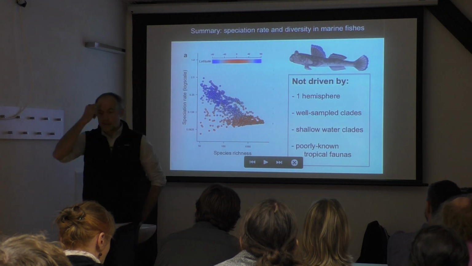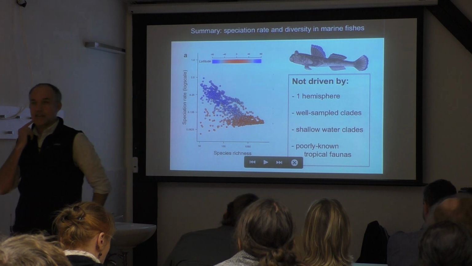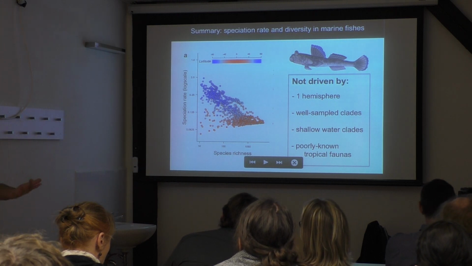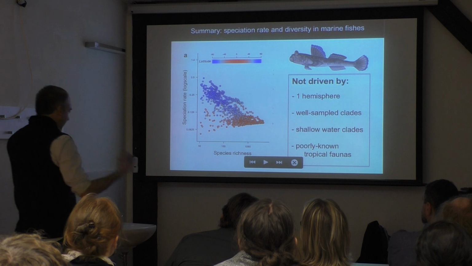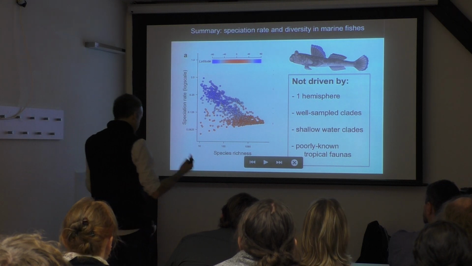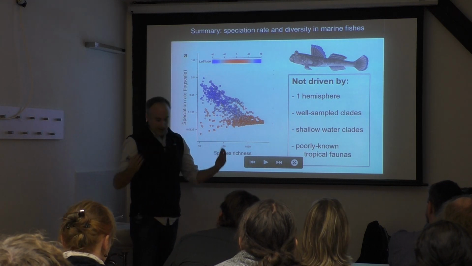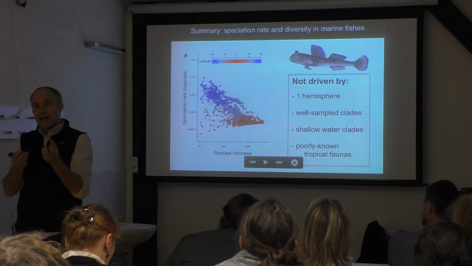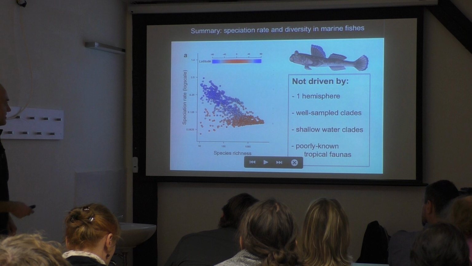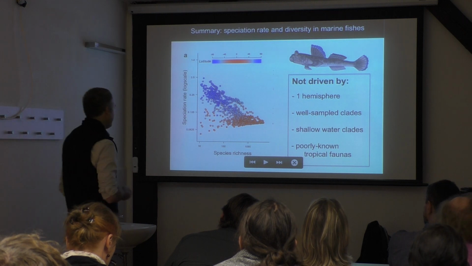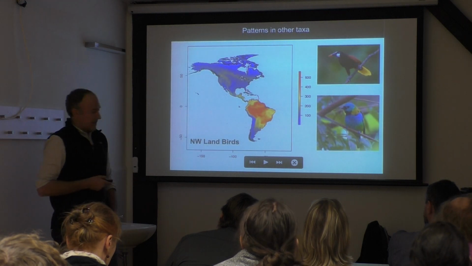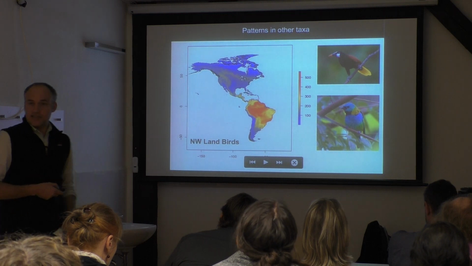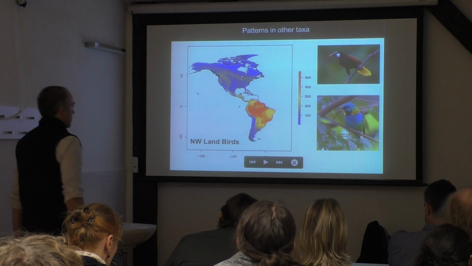So let's talk about patterns in some other taxa, because it turns out that people have been looking at this recently. Now we have this phylogenetic data to do things, and we also have the statistical machinery to ask questions and extract the signal of speciation rate from some of those data sets. This is a study that we did on birds a couple of years ago. This is the latitudinal diversity gradient in New World birds.